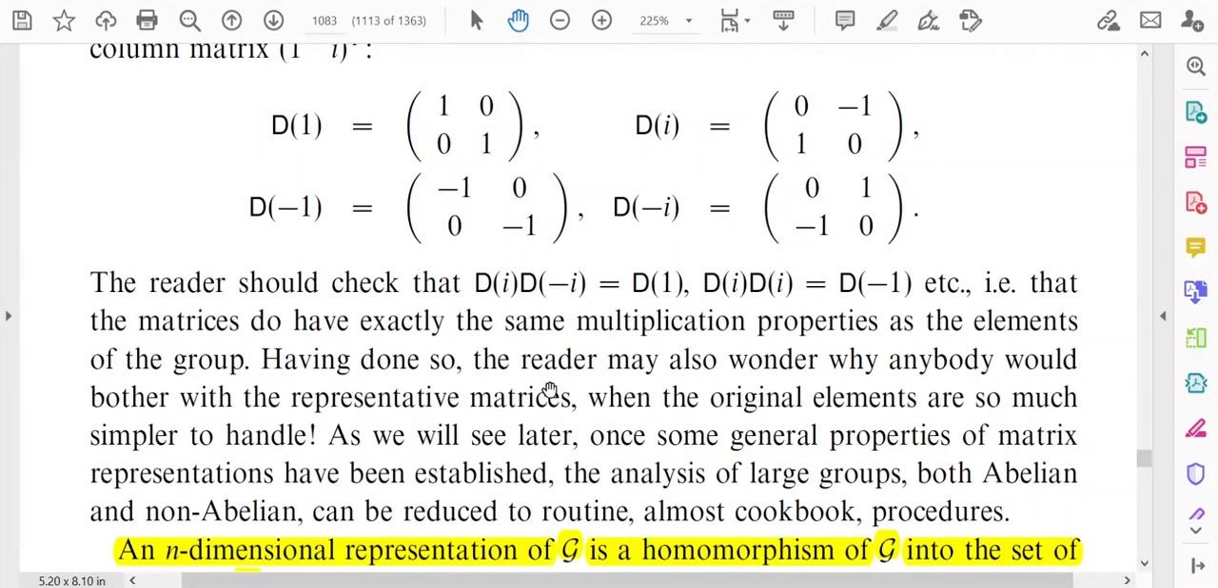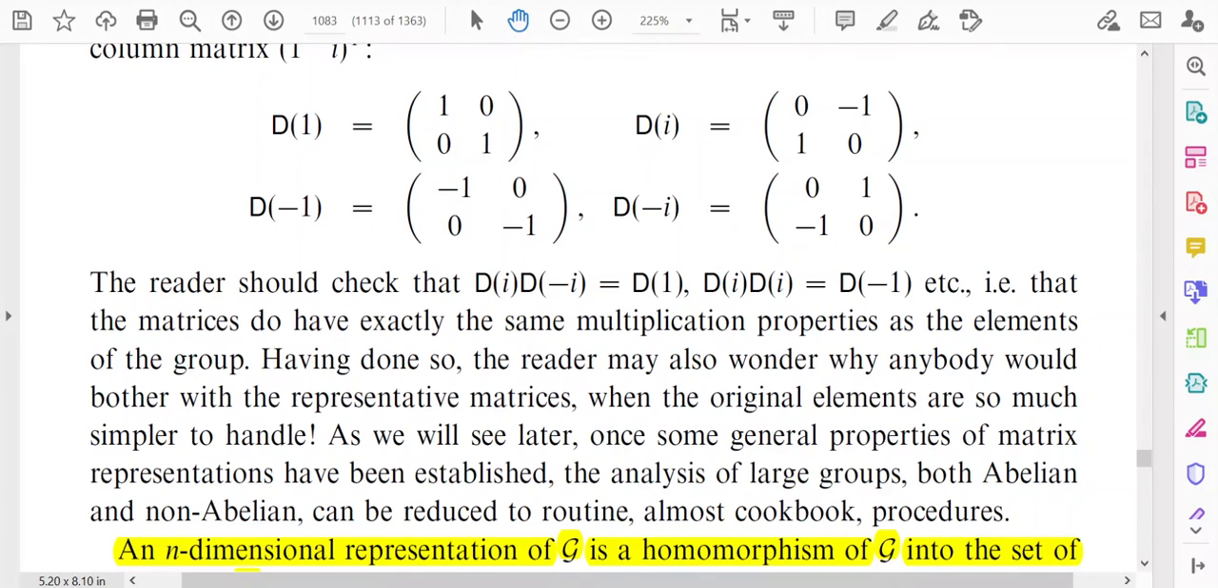Now you may wonder why anybody would bother with the representative matrices when the original elements are so much simpler to handle. But as we will see later, once some general properties of matrix representations have been established, the analysis of large groups, whether abelian or non-abelian, can be reduced to a routine procedure. So what is our aim? If we use this matrix representation, then the analysis of the group becomes very easy, and it will be understood in our subsequent lectures.